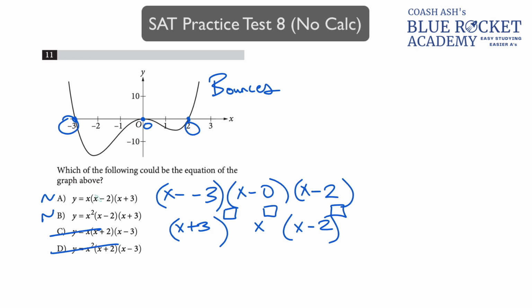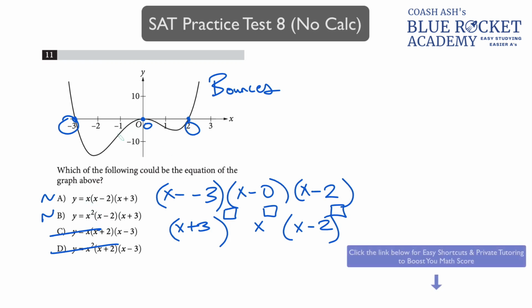Now, the only choice that remains is what's the deal with this x and x squared? The main thing is because it bounces, the exponent is going to be even. It could even be 4, or it could even be 6, any of these values, but if it bounces, it's going to be even. And so therefore, this is 1, this is 2, and this is 1. And so therefore, B is your answer.